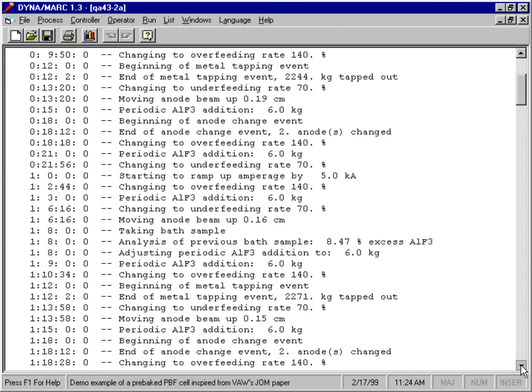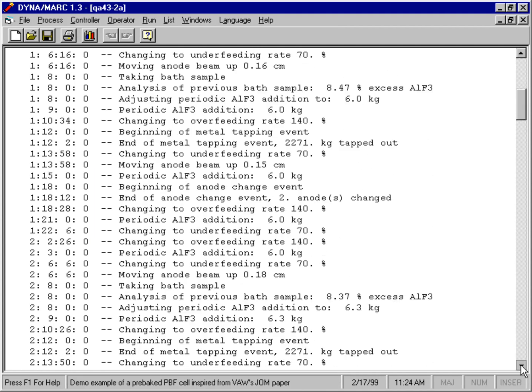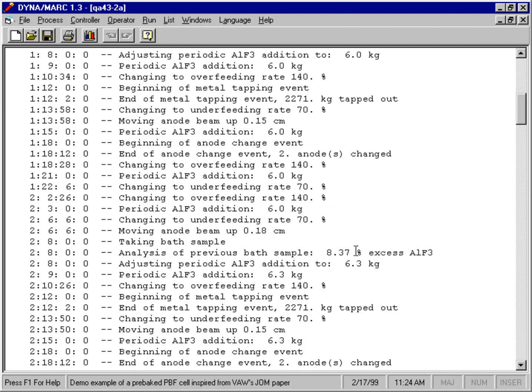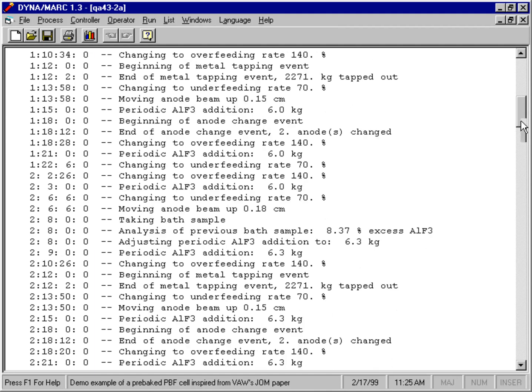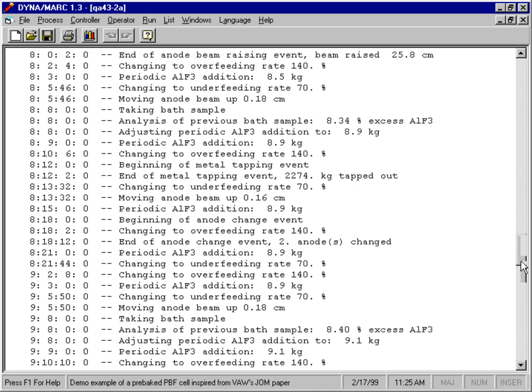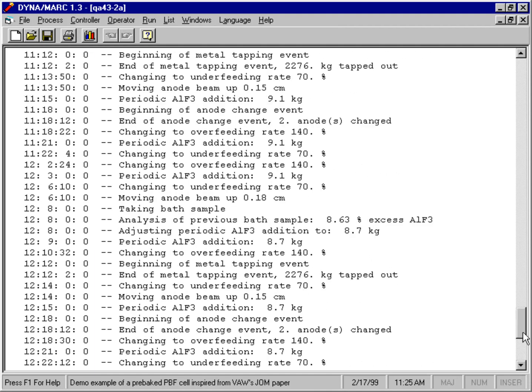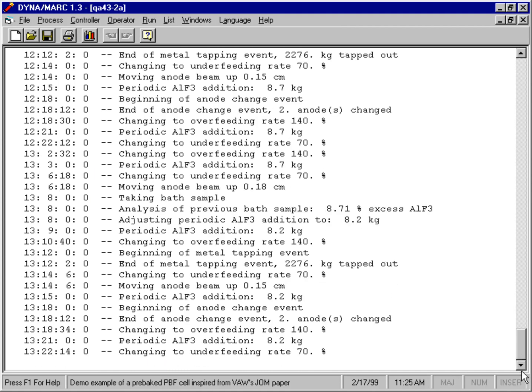As a result, the next sample was too low, 8.37, triggering an increase in the adjustment of the AlF3 to 6.3 kilograms, and so on until we reach up to 9 point something, and then start to go back down, essentially creating a wave of adjustment.